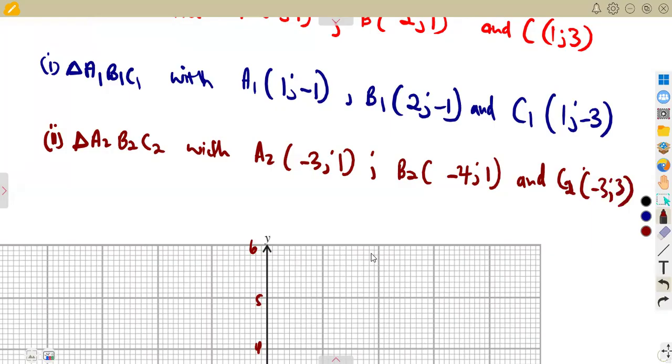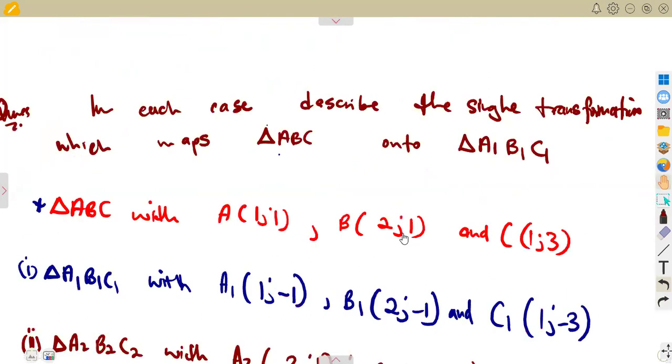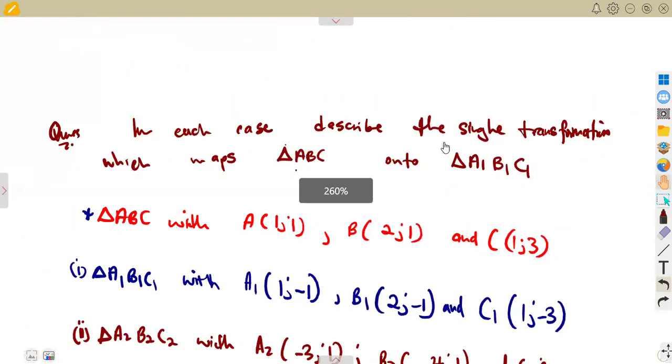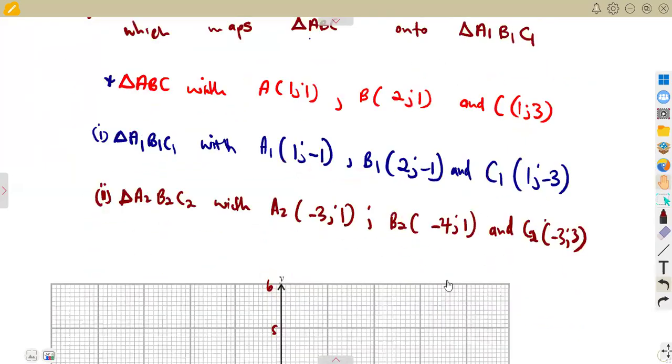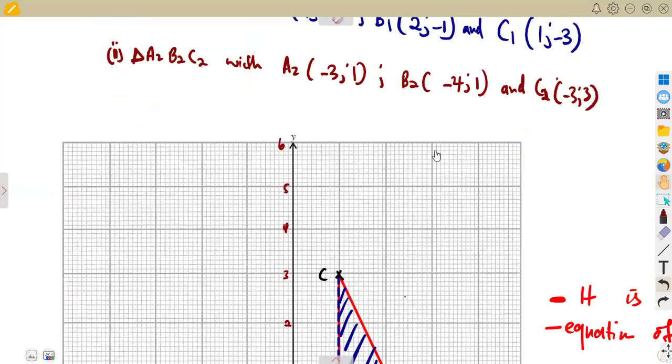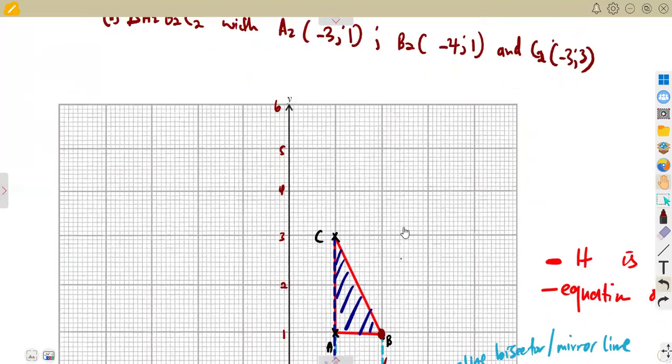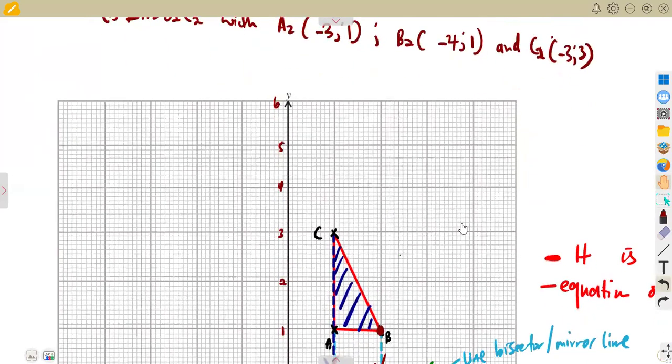Let's say these are the coordinates that you are given and you are asked to describe. Remember, our question is still to describe in each case the single transformation which maps triangle ABC onto this triangle. Now we have got A2, B2, and so on. So the first thing is to draw this triangle.